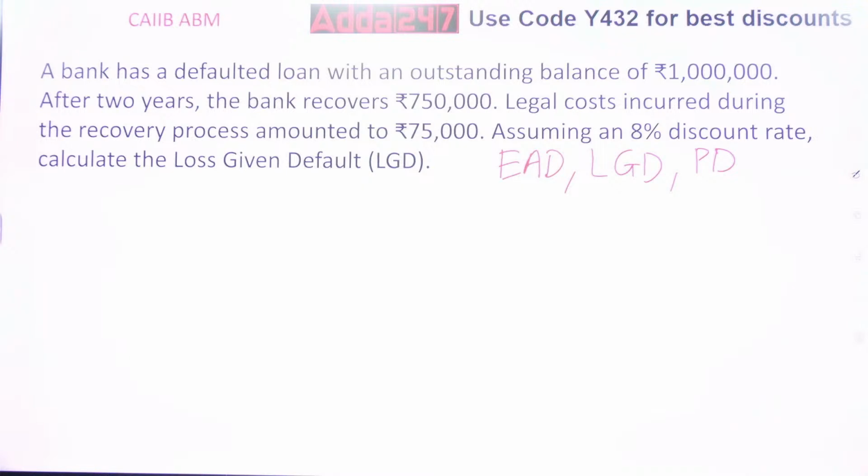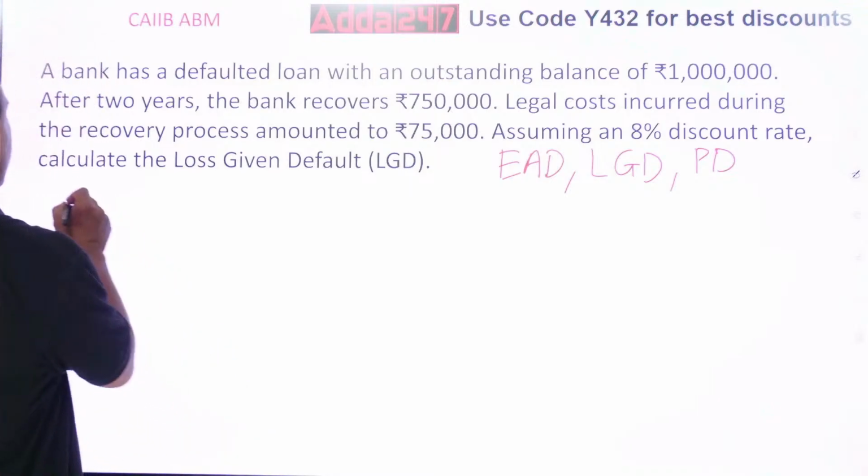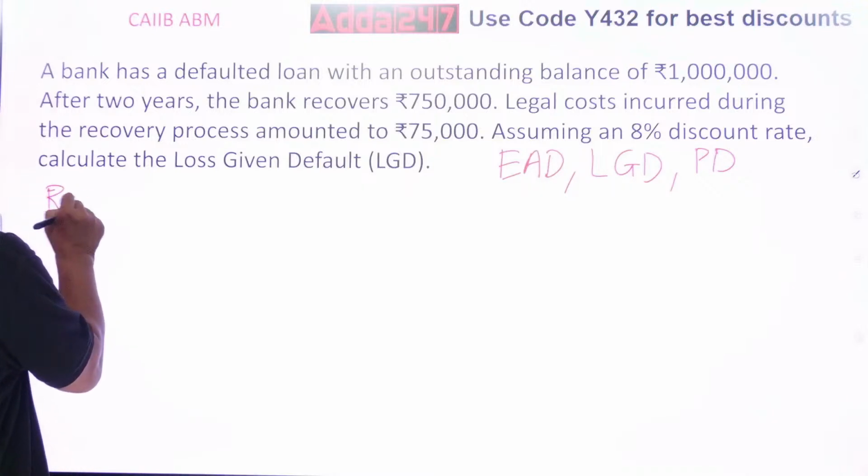What is the amount recovered? 7,50,000 minus legal cost, because that is my expense, upon 1 plus R. What is R given? 8%, raised to N. So it is to be done on an ongoing basis. So first do this. First find out the recovery rate.